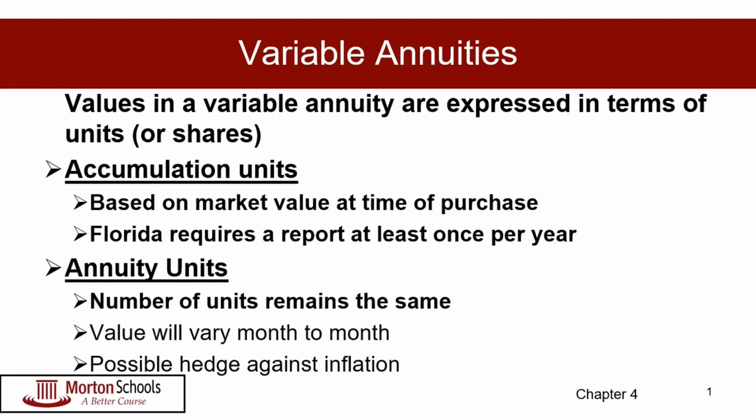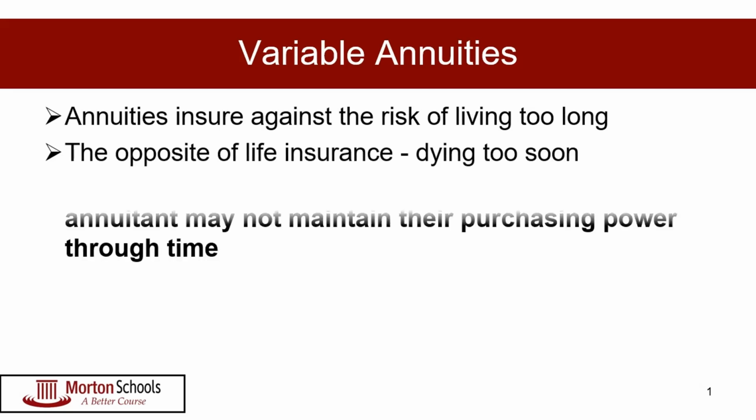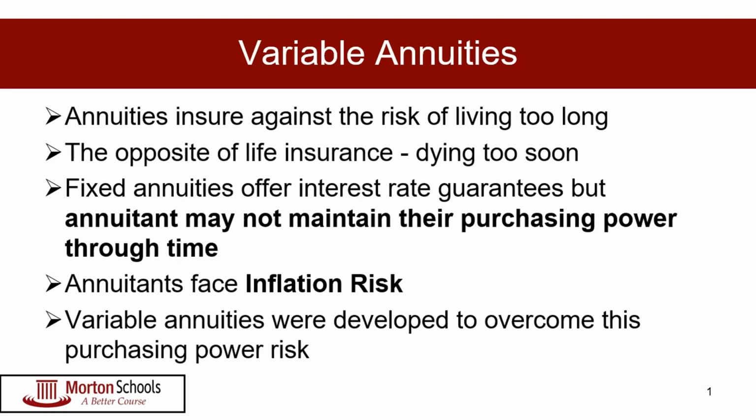Units are like shares. Accumulation units are based on the market value at the time of purchase. Florida law requires a report be provided at least once per year. The number of annuity units, once they are issued, remain the same, but their value can vary monthly, providing a hedge against inflation. Fixed and variable annuities protect against the risk of outliving your savings, unlike life insurance, which protects against dying too soon. Fixed annuities offer interest rate guarantees, but they may not keep up with inflation. Variable annuities were developed to mitigate this purchasing power risk.